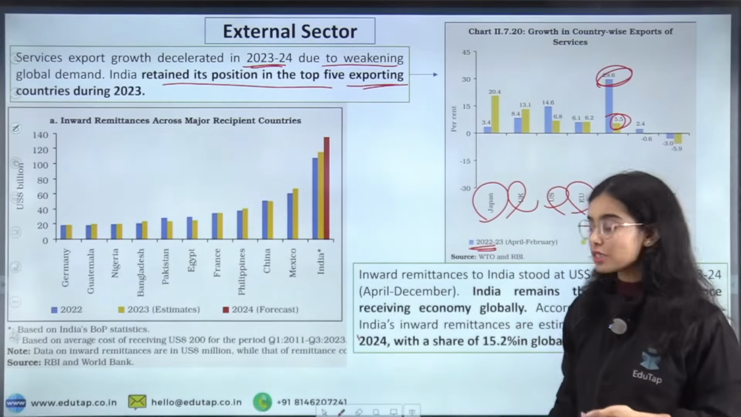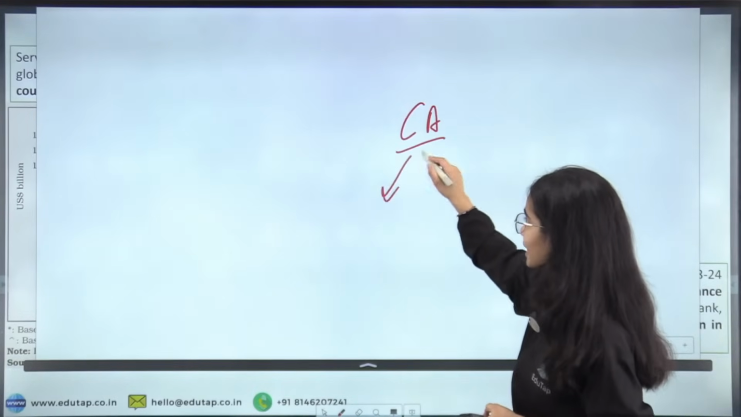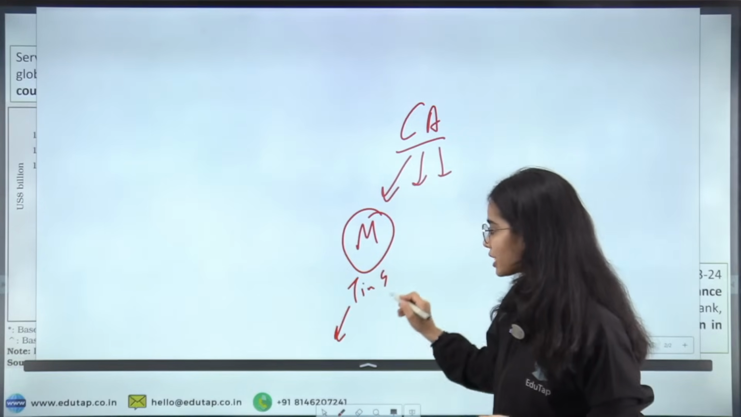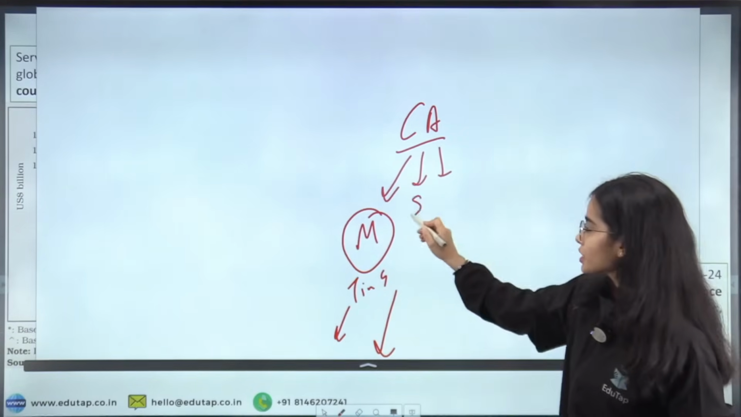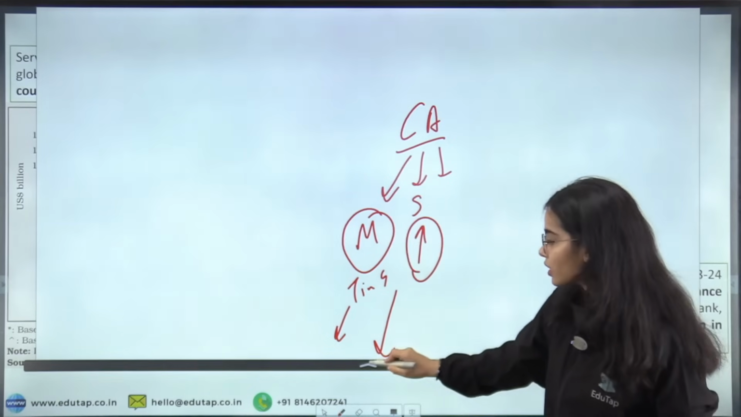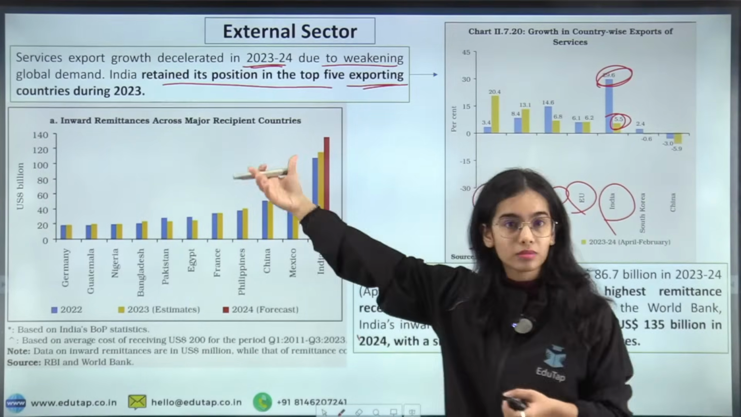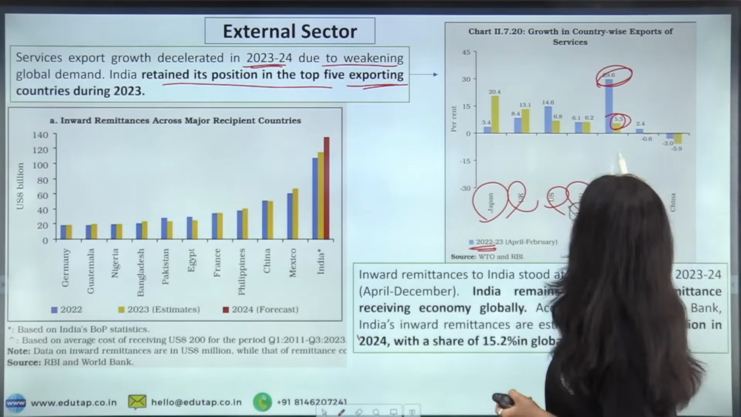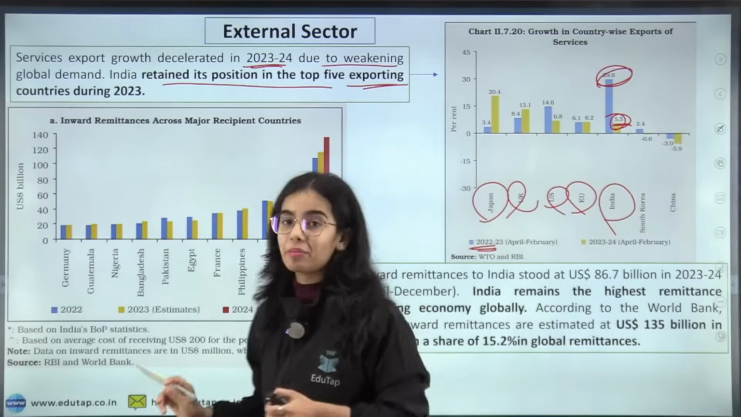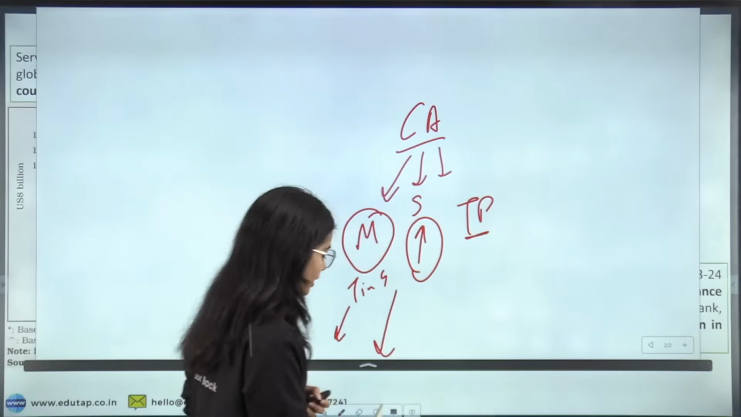Now coming to the remittances. In the current account, I have told you that there are 3 accounts. We have discussed the merchandise or the trade in goods, where the exports decreased but the imports decreased further. For the services, we have understood that the services have increased but the growth is lower than the previous year, only 5.5% as compared to the previous year. Now coming to the third area, that is transfer payments.